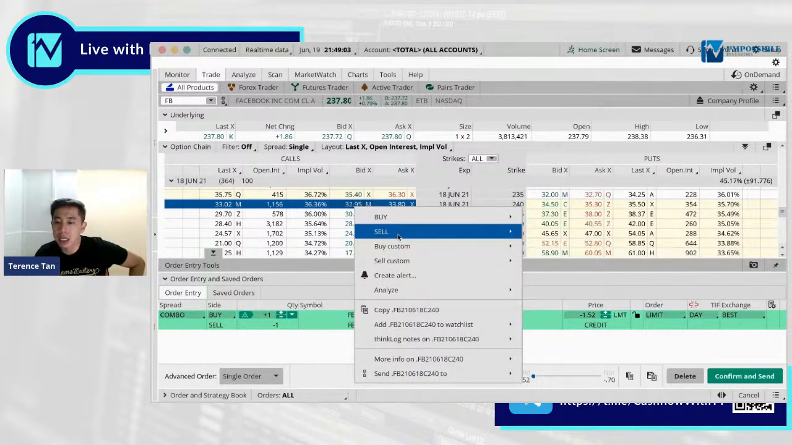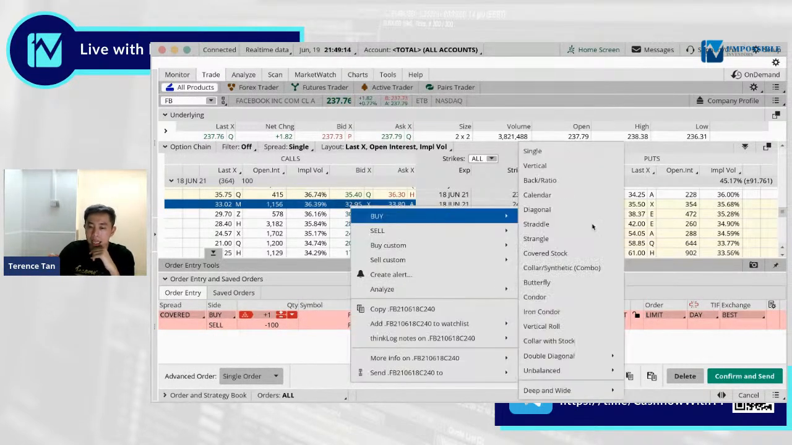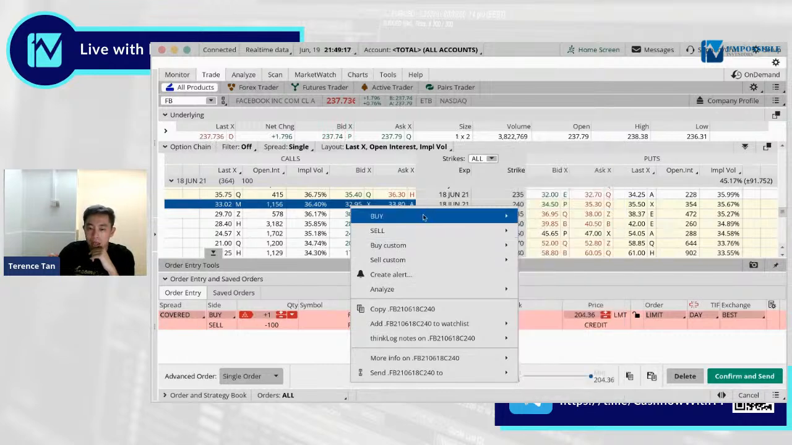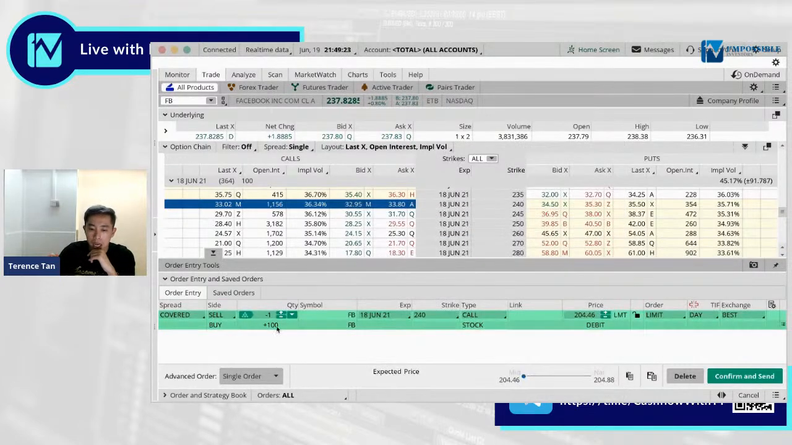So I'm going to sell the covered call. Oh, no, this is not right. I should be buying the covered call. So I'll have to go to buy and then covered stock. That's the covered call strategy. So plus 100 Facebook shares, minus 1 call option.